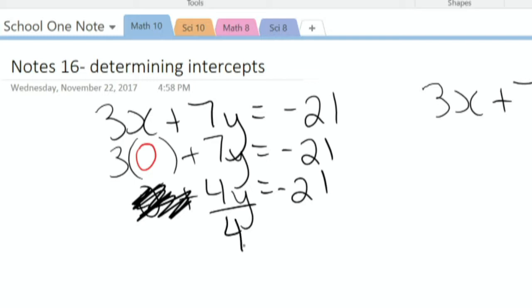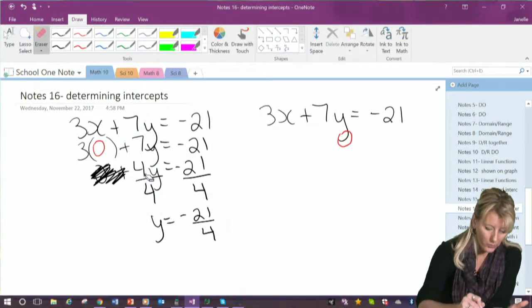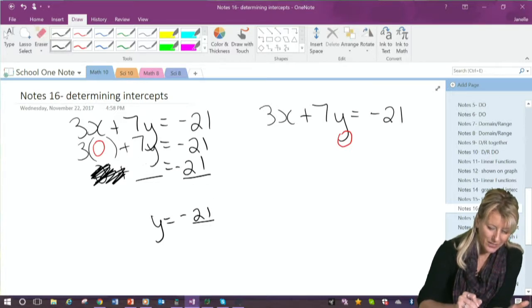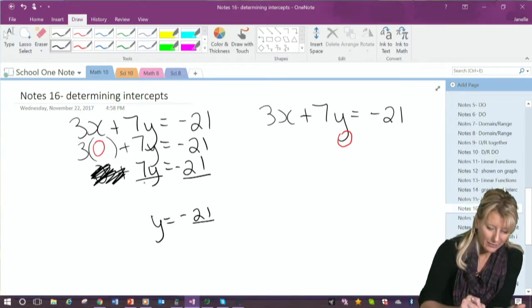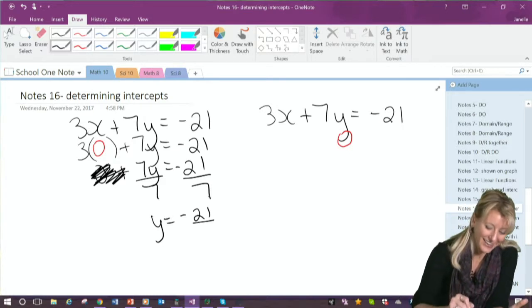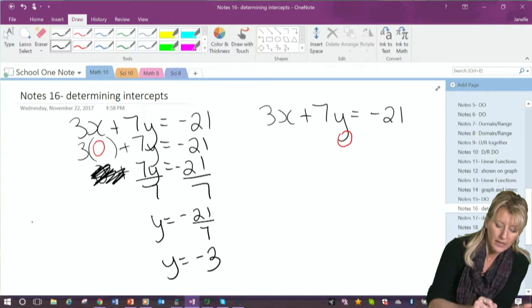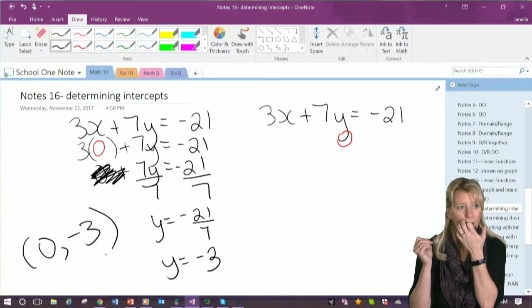So I'm going to divide by 4, divide by 4, and I get y equals -21 over 4. What did I do there? No. It's 7. Why did I put a 4 there? Sorry, it's okay. We're going to divide by 7. That makes more sense. You guys didn't stop me. Holy cow. So I divide by 7, I get y equals -3. So 0 for x, -3 for y.